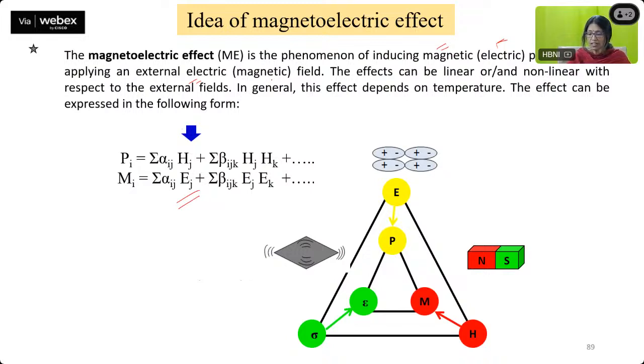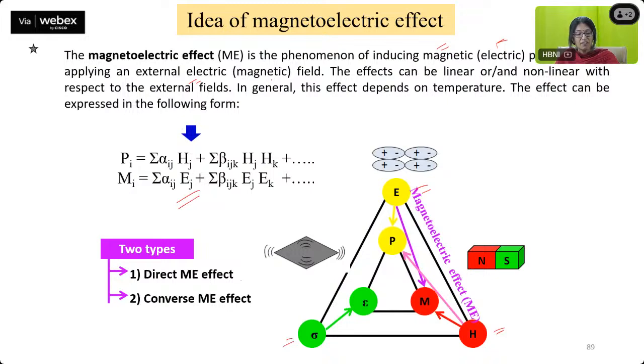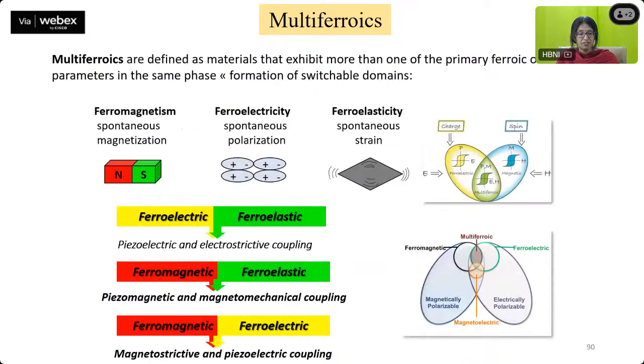If you look over here, you have the electric field, you have the magnetic field, and you have the strain which is applied, and then you have magnetization, you have polarization, and again the strain factor coming in. So when you are coupling E and H, this is what you get over here. This is the magnetoelectric effect when you are coupling E and H. You can have a direct magnetoelectric effect, and you can also have a converse magnetoelectric effect.